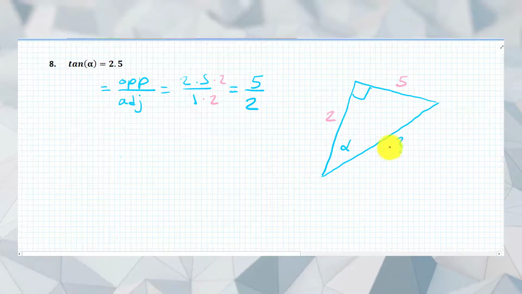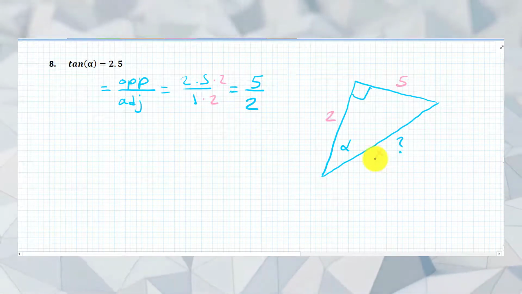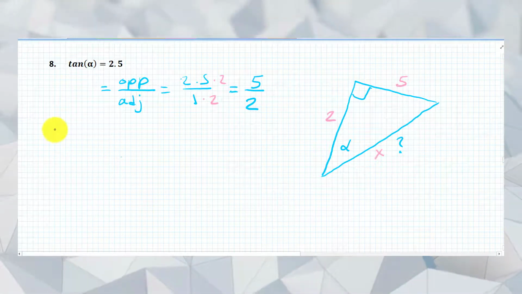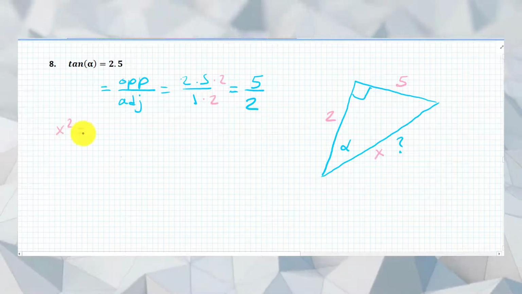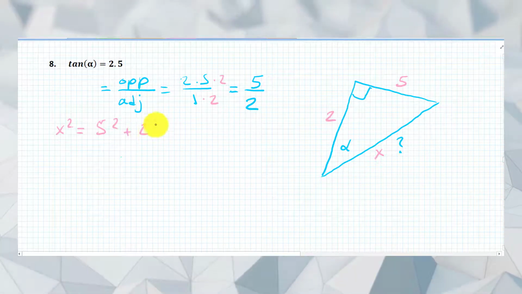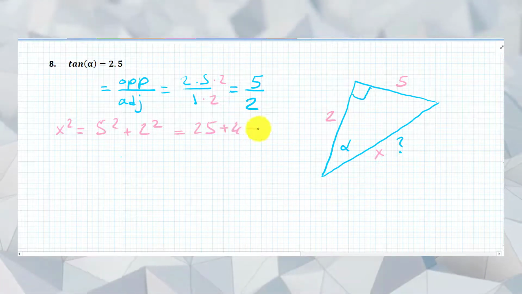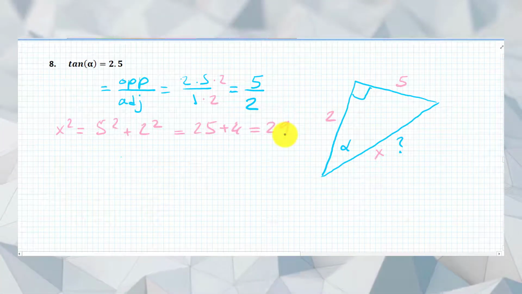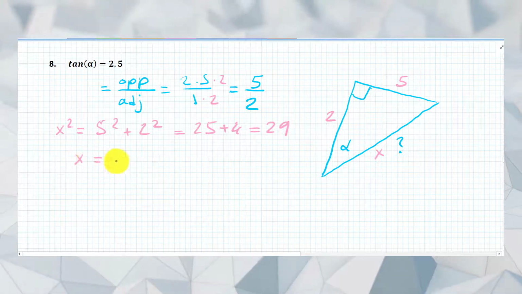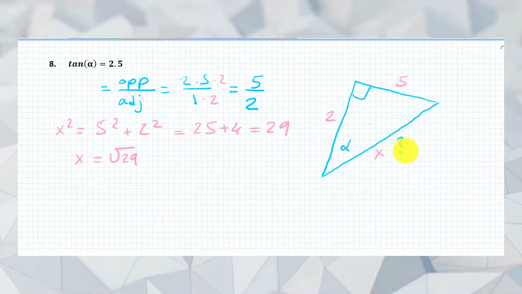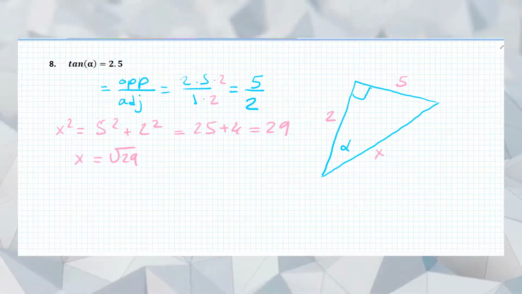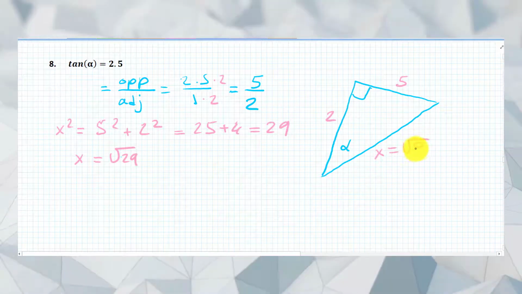5, 2. So let's call this side x right here. How do we find x? So x squared is 5 squared plus 2 squared, right? So it is 25 plus 4. 25 plus 4 is 29. And so we have x is the square root of 29. So x right here is the square root of 29.